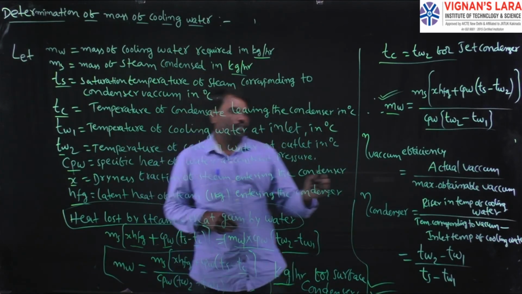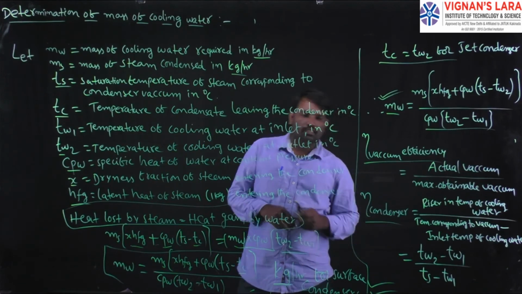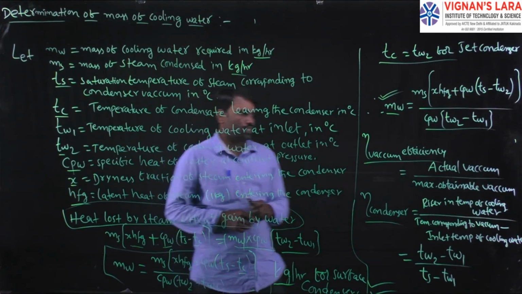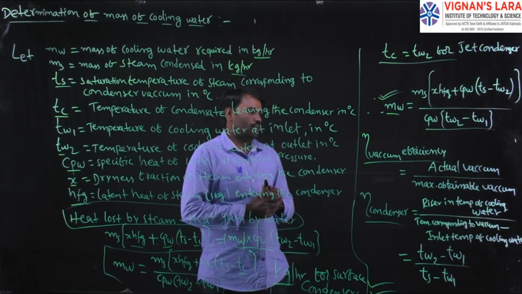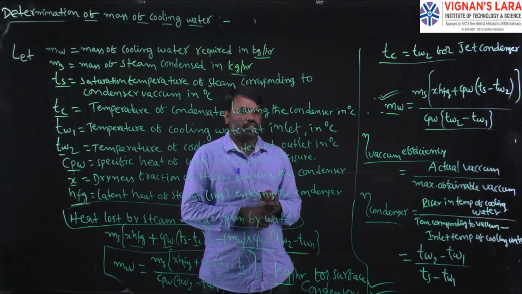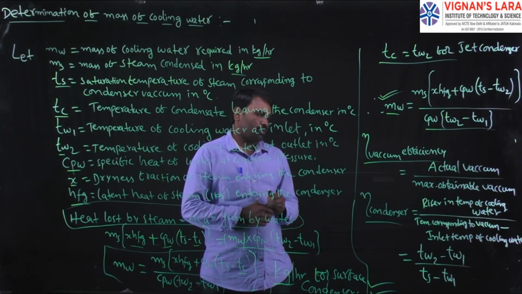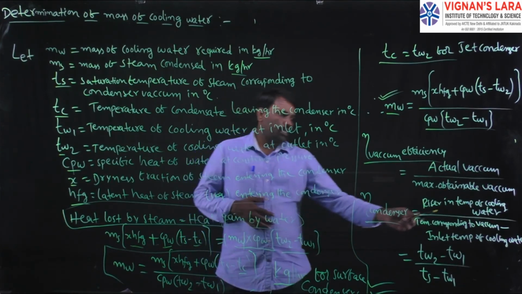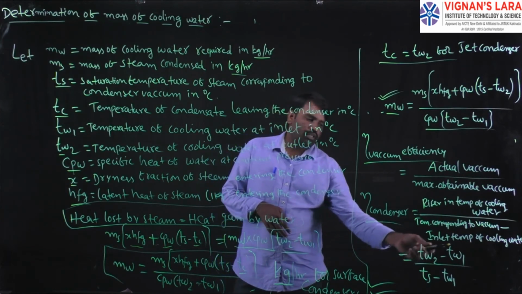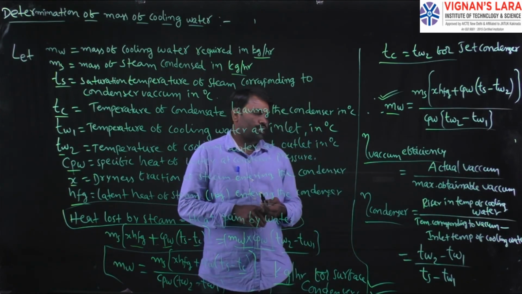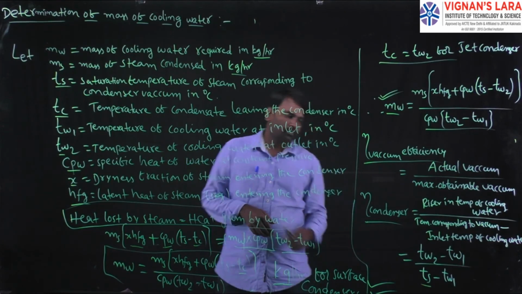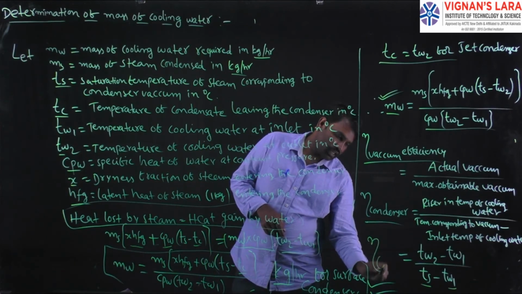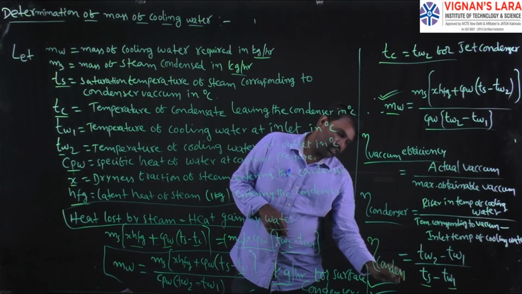The remaining two terms we calculate in condensers are vacuum efficiency and condenser efficiency. Vacuum efficiency is the actual vacuum inside the condenser divided by the maximum obtainable vacuum. Condenser efficiency is the ratio of the rise in temperature of cooling water, that is Tw2 minus Tw1, divided by the temperature corresponding to the vacuum, that is Ts, minus the inlet temperature of cooling water, that is Tw1. In this manner we calculate the efficiency of the condenser.